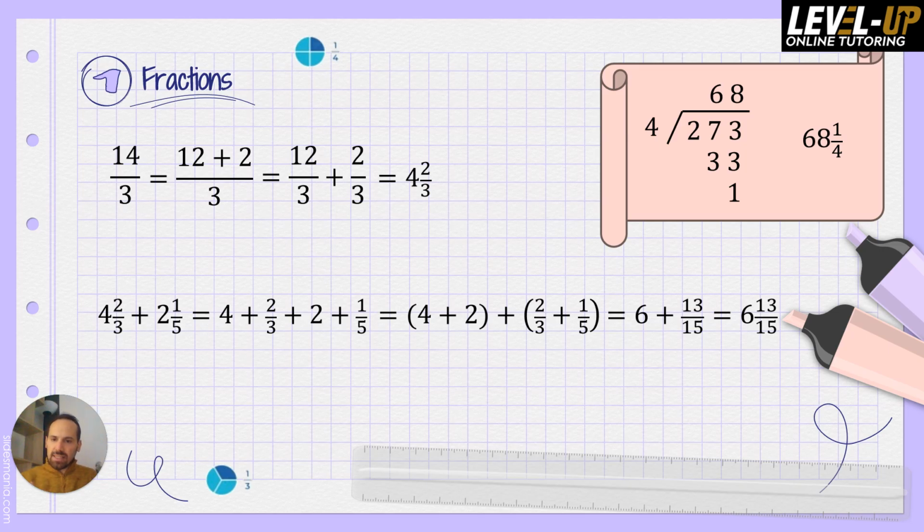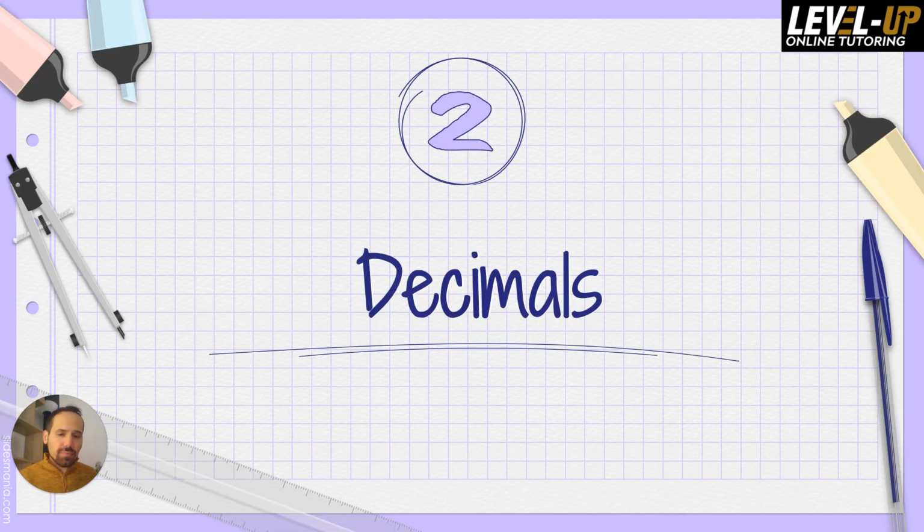So this is fractions. We've got proper fractions and improper fractions, and then how we can convert to, say, mixed numbers like this, where you've got a whole part and a fractional part. So now let's move on to decimals.